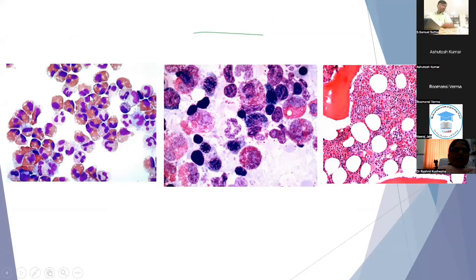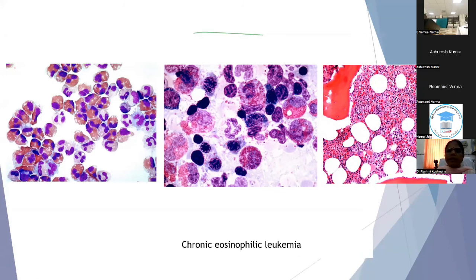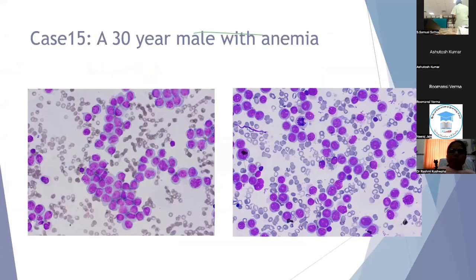This case had an increased number of eosinophils and eosinophilic precursors. This is a bone marrow aspirate showing increased eosinophilic precursors, and the trephine section showing increased eosinophils. So this was a case of chronic eosinophilic leukemia. Again, further classifying the case as chronic eosinophilic leukemia, as per the recent WHO classification, we have to keep the guidelines in mind before putting a case into MPN. So that was all about MPN.